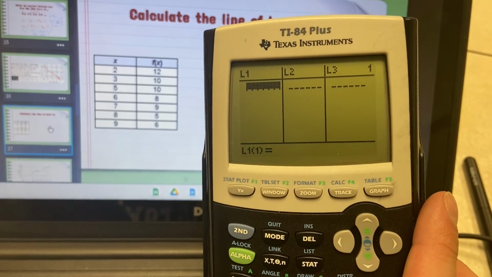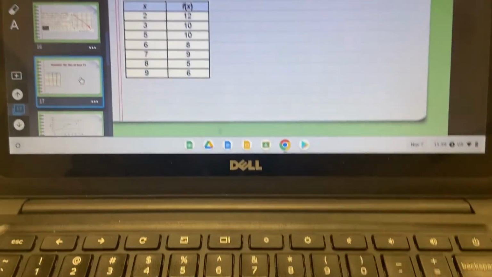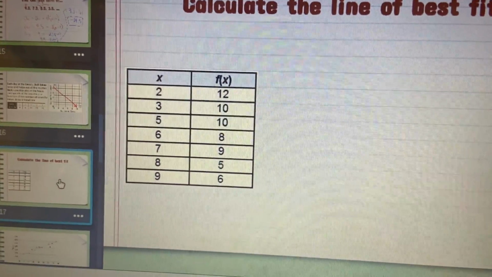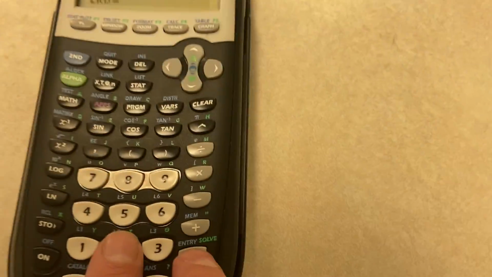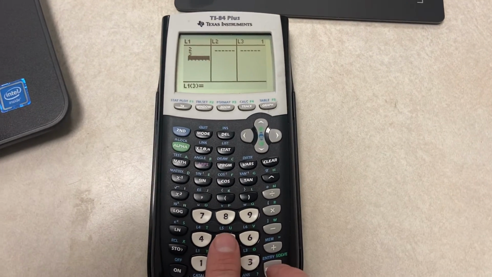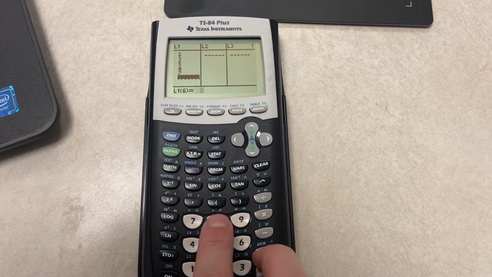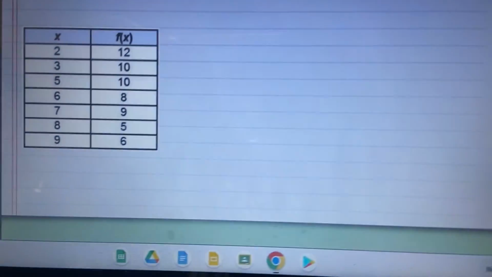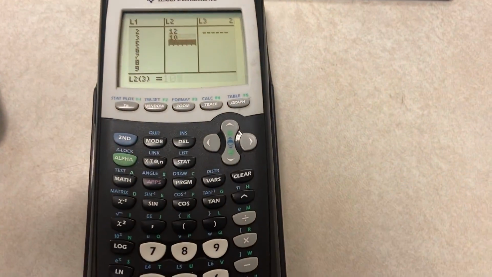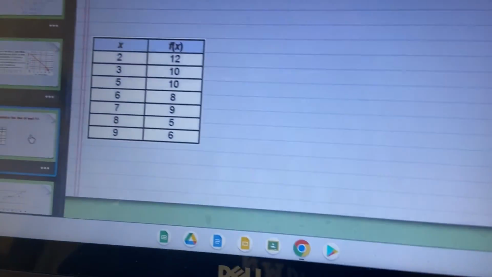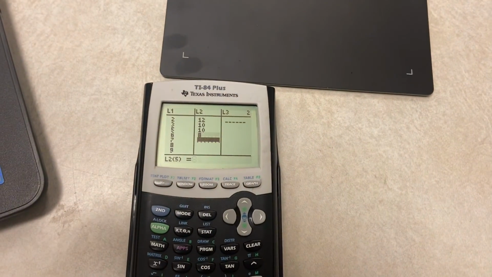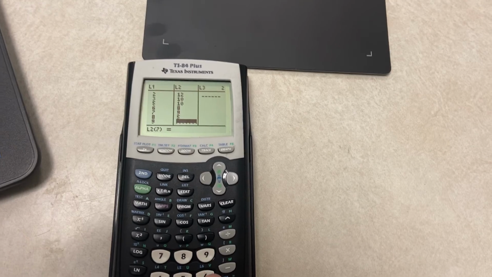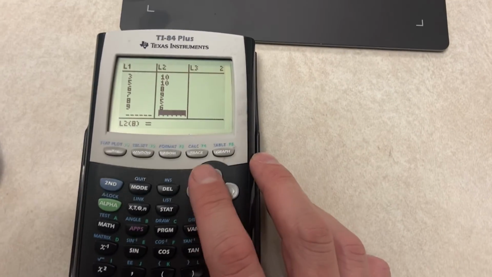You have an L1, which would represent the X values, and an L2, which would represent the Y values. So 2, 3, 5, 6, 7, 8, 9. 2, enter, 3, enter, 5, enter, 6, enter, 7, enter, 8, enter, 9, enter. Okay, go to the right. And you've got 12, 10, 10. So let's do that. 12, enter, 10, enter, 10, enter, 8, 9, 5, 6. And then make sure you have everything you need.